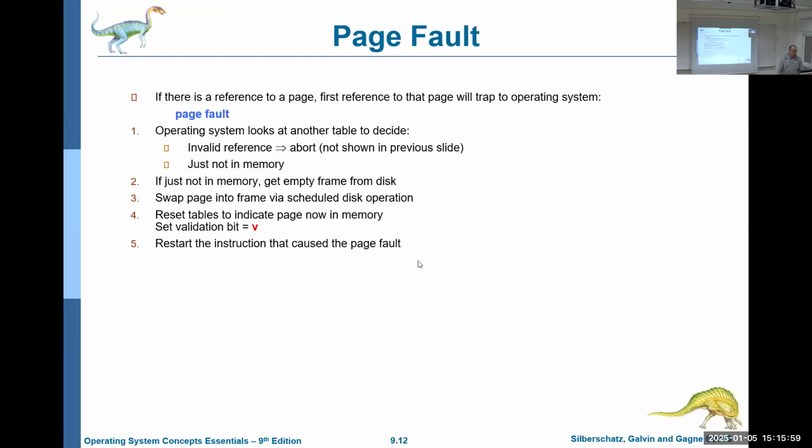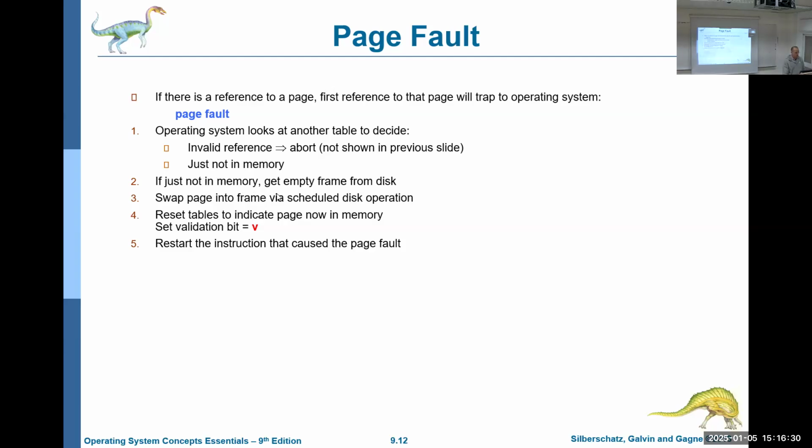Page fault. We mentioned it already, but the first reference to a page will trap the operating system. In other words, when I first reference a page, the operating system will say, oh, the page is not there. So that's a page fault. The operating system looks at another table to decide: is it an invalid reference, in which case it aborts, which is not shown in the previous slide, or just not in memory.